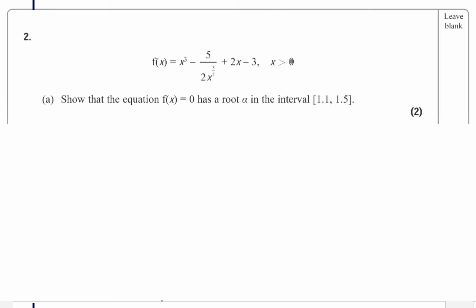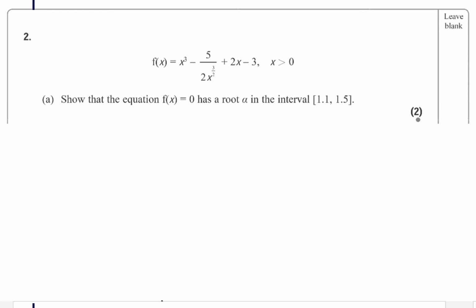Okay, so the question asks, show that the equation f of x equals 0 has a root alpha in the interval, it's a closed interval, from 1.1 to 1.5. This is a nice, easy question. It's worth 2 marks. Nice, easy, bread and butter marks.